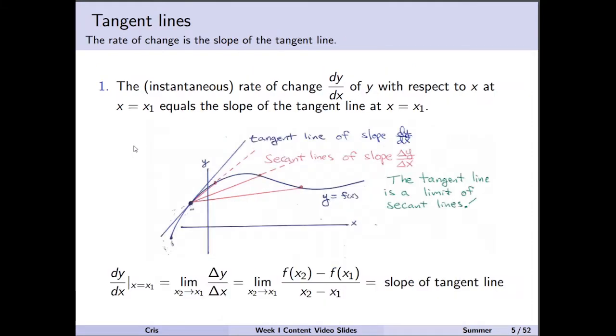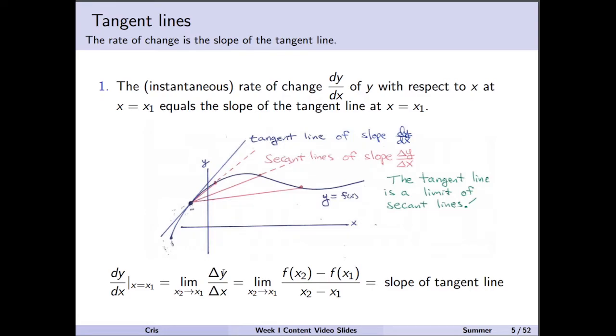Now let's look at tangent lines. Remember, the tangent line is supposed to be a limit of secant lines. So each slope of a secant line gives us an average rate of change. And as the time interval gets smaller and smaller, the slope of the secant lines approaches the slope of the tangent line. And that's what we consider to be the instantaneous rate of change.